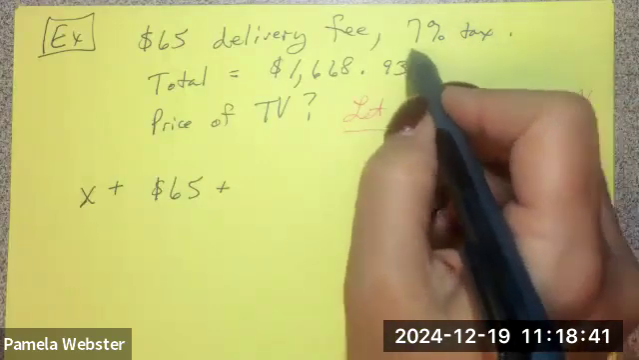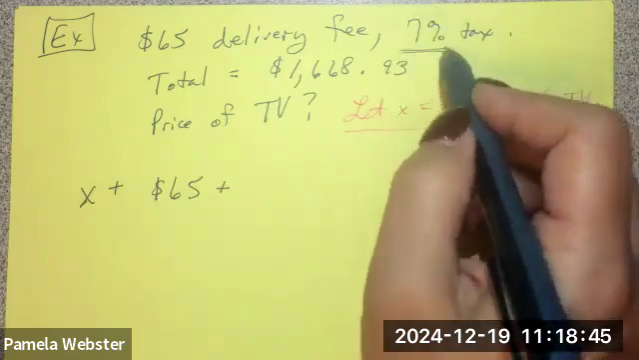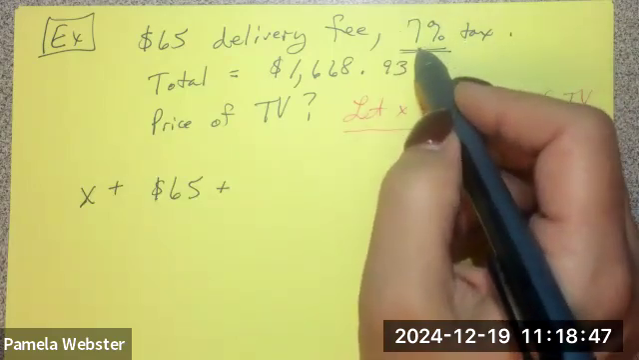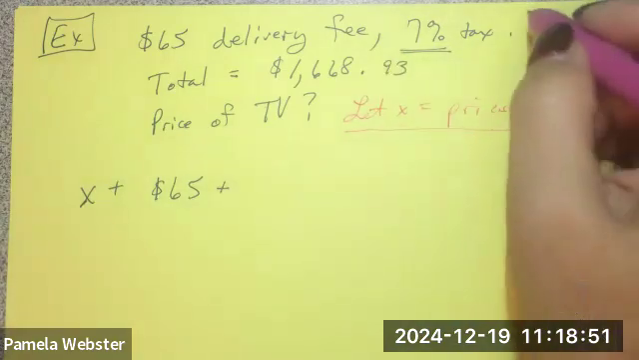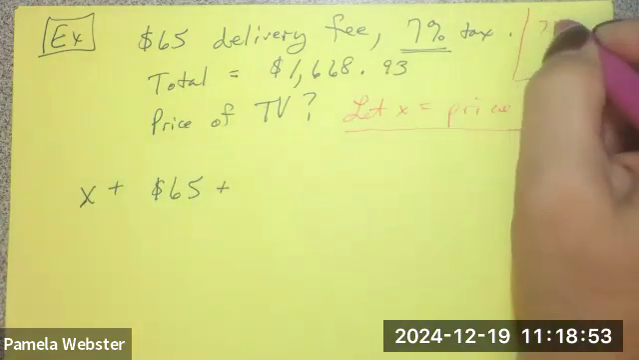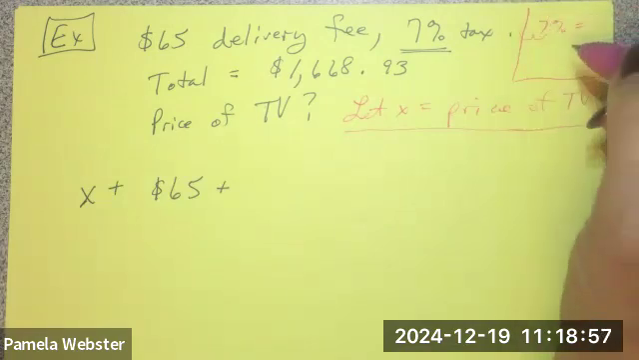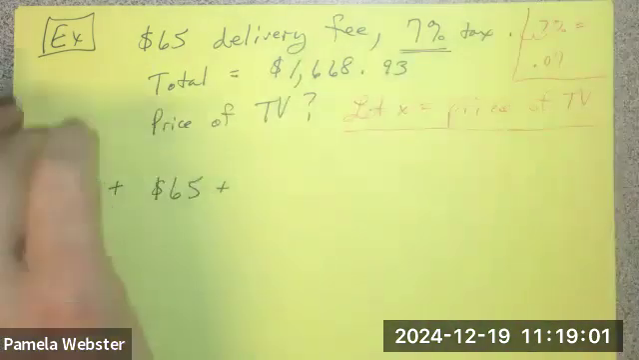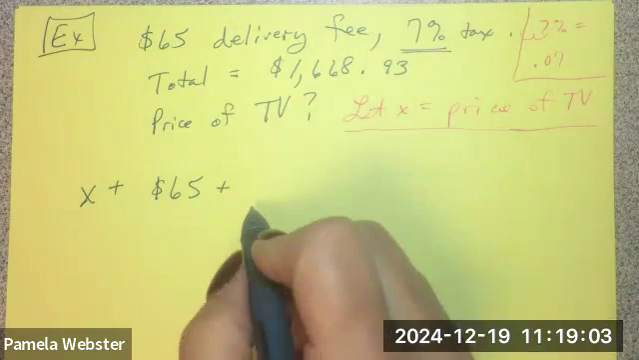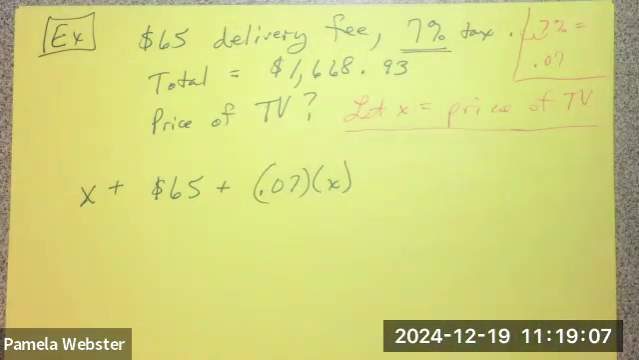But we don't write 7% whenever we write things in equations, right? Instead, we convert this to a decimal. So if you're not sure about that, just go off to the side somewhere. I'm going to put it right here. 7%. What we do with that is we move the decimal to the left 2 spots, and we're going to get 0.07. Okay, so that's my percentage. So it's 0.07 times the price of the TV.